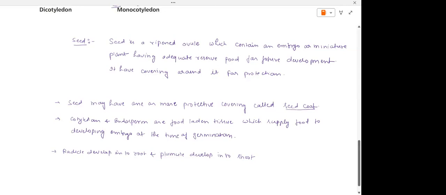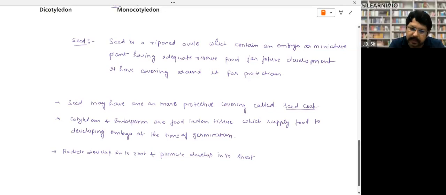Yes, sir. It's simple. What your school authority may ask is the diagram of the fruit, and a very important question: draw the well-labelled diagram of the monocot seed. You have to draw it directly from the NCERT. If you draw the monocot seed, that's important. And this diagram is more informative, which I have drawn over here.